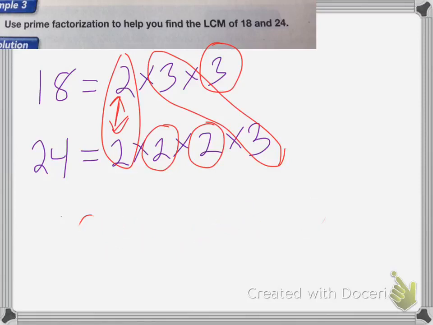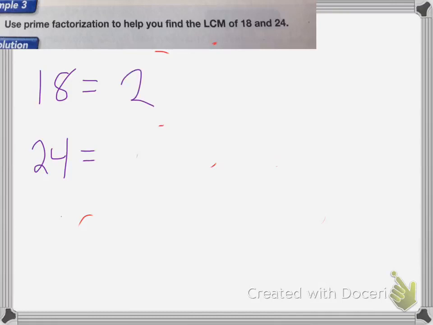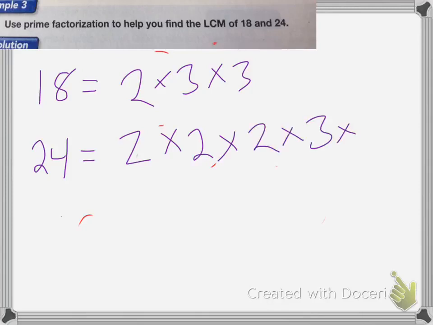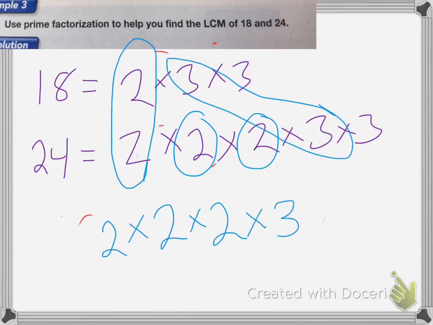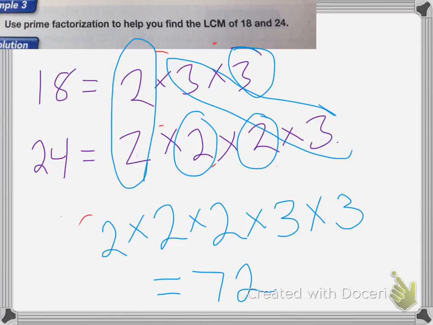So let's do it one more time. So again, if I have the same number on top and the bottom, I only use it once. So I have 2 times 2 times 2. Okay, I have a 3 on the top and the bottom, so I'm only going to put 1 3 times 3. Okay, and then, oops, I put too many 3's down here. Okay, and then I still have to use this 3 times 3. Okay. So if I multiply all those together, my answer is 72. So 72 is the least common multiple of 18 and 24.